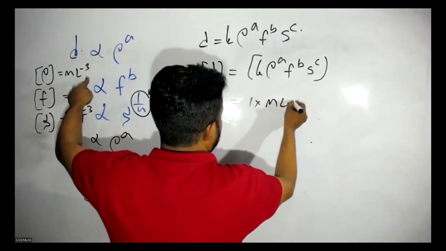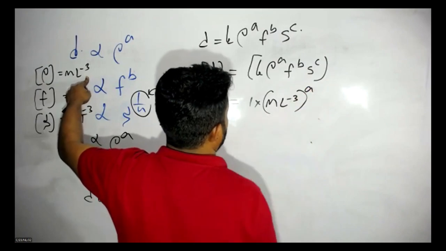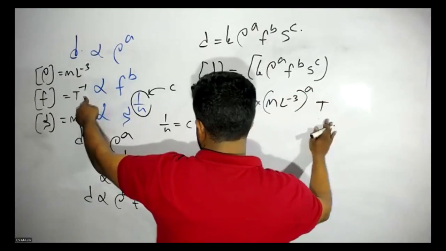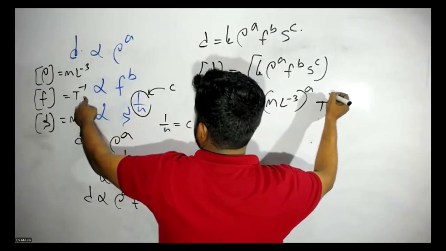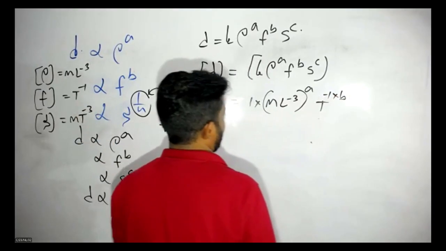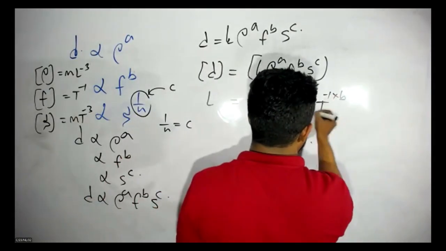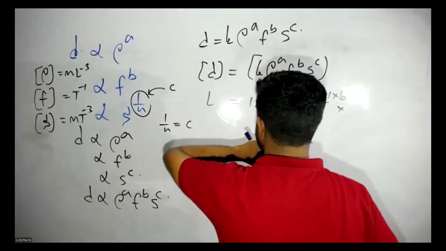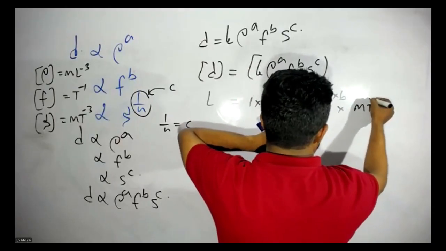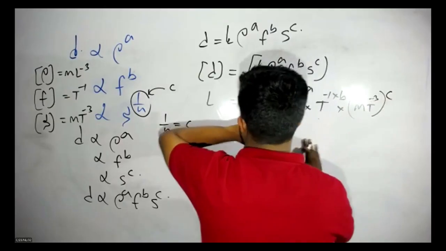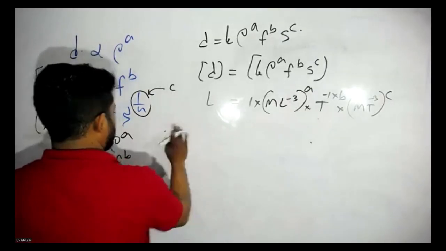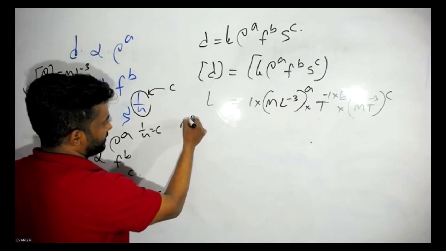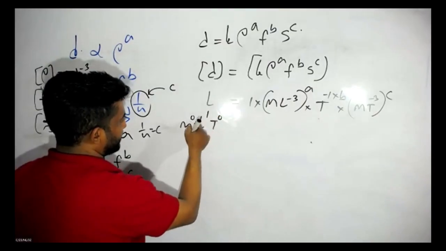M L minus 3 to the power a. The dimensional formula of frequency is T to the power minus 1, to the power b. Then the dimensional formula of the term S, intensity, is M T to the power minus 3, to the power c. Here the dimensions on the left side, you can write as M to the power 0, L to the power 0, T to the power 0, right? The dimensions of L is 1.